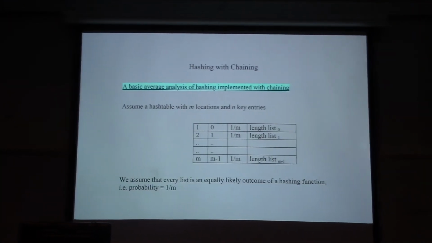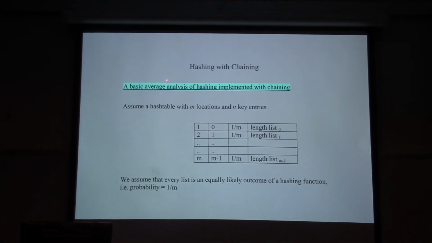So now we're going to look at the whole idea of chaining, the basic average analysis of hashing implemented with chaining. We're going to assume a hash table has m locations. That means there are m chains. And we're going to assume n entries. Of course, it's possible for m and n to be the same, because chaining doesn't have a problem with collisions. It just creates these lists. But if it's a good hashing algorithm, the lists are going to be relatively short, we hope.